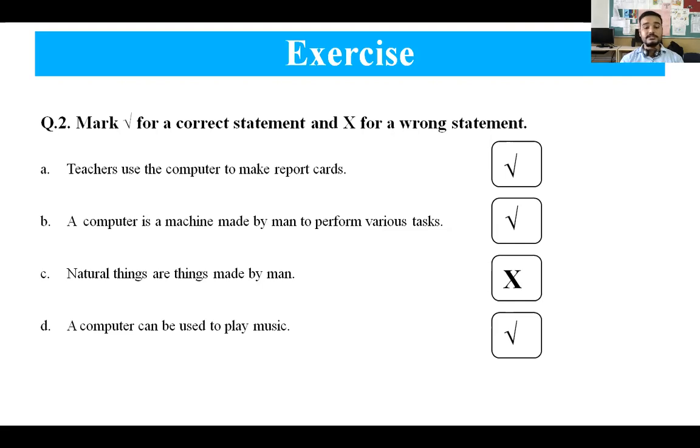And natural things are things made by man. Natural things are made by man? No, natural things are made by nature only. So cross will come on there. And a computer can be used to play music. Yes, computer can be used to play music.